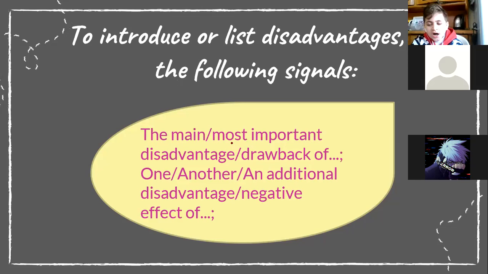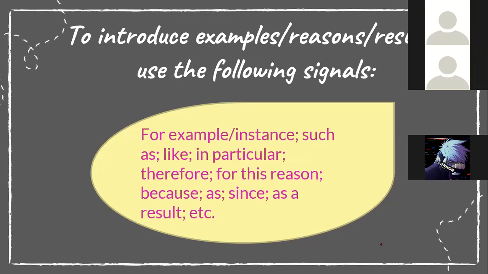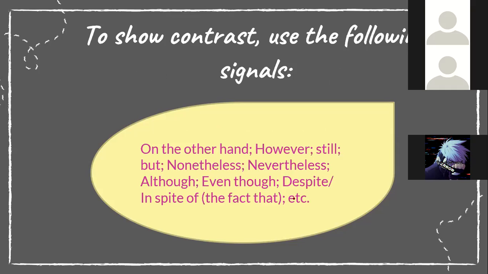Also, to introduce the disadvantages, you have plenty of transition signals, most similar to advantage, but you write disadvantage. Okay, so the drawback, the main disadvantage, the most important disadvantage. Okay, you can have a look at the lecture to memorize these words more. If you want to introduce examples, you can say, for example, such as, like, therefore, for this reason, because, since. Okay, all of these words you use while writing, I'm sure. But you have to pay attention to make your writing rich with these words, to make it stronger and easier for the reader to understand.